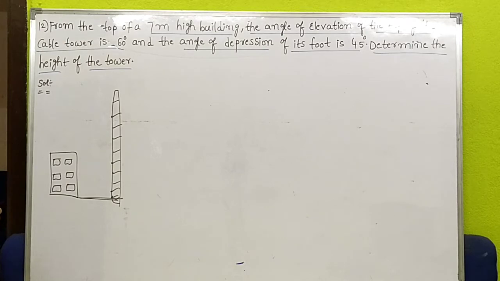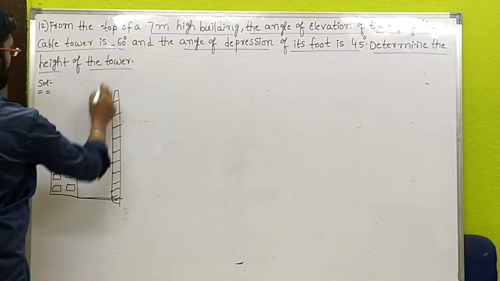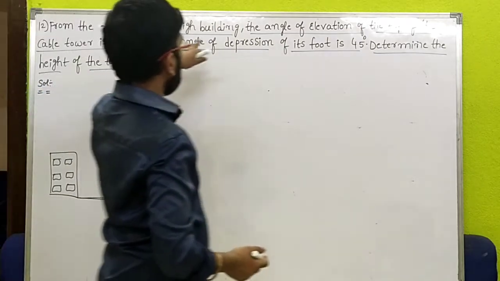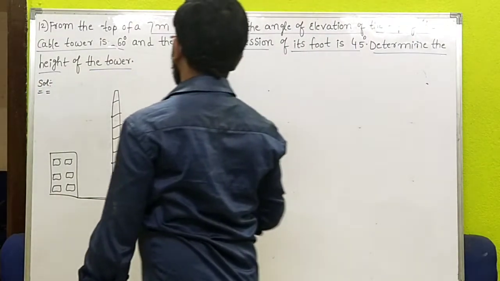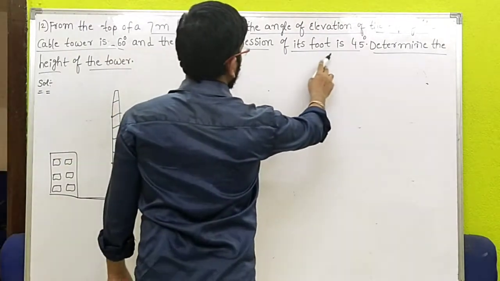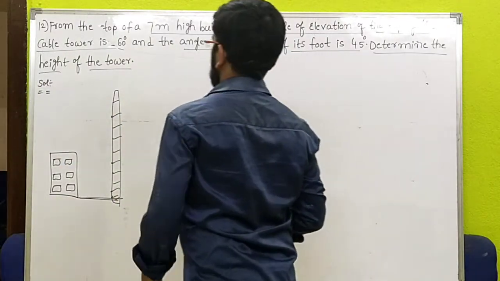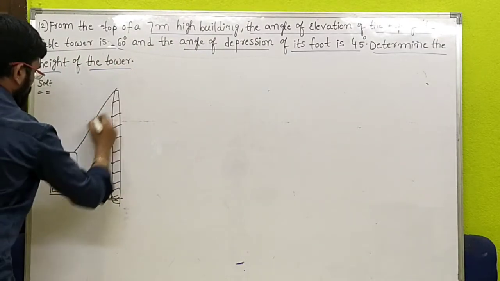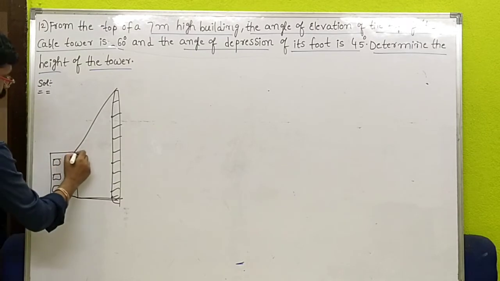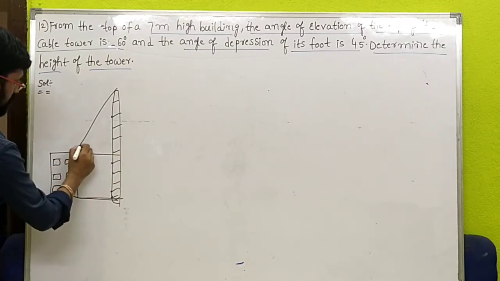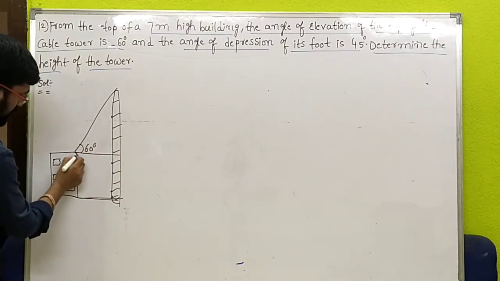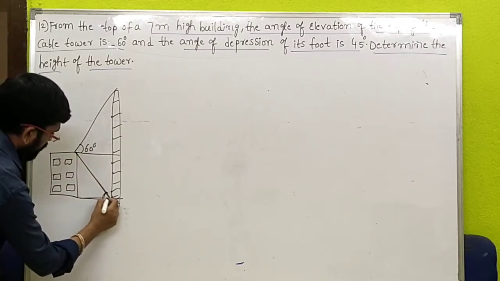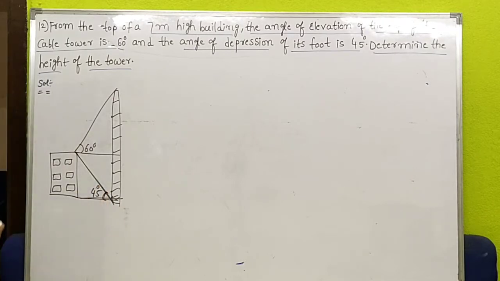From the top of the 7 meters high building, the angle of elevation of the top of the cable tower is 60 degrees and the angle of depression of its foot is 45 degrees. From here to here it will be 60 degrees, let's take this as theta 60 degrees. From here to here it will be 45 degrees.